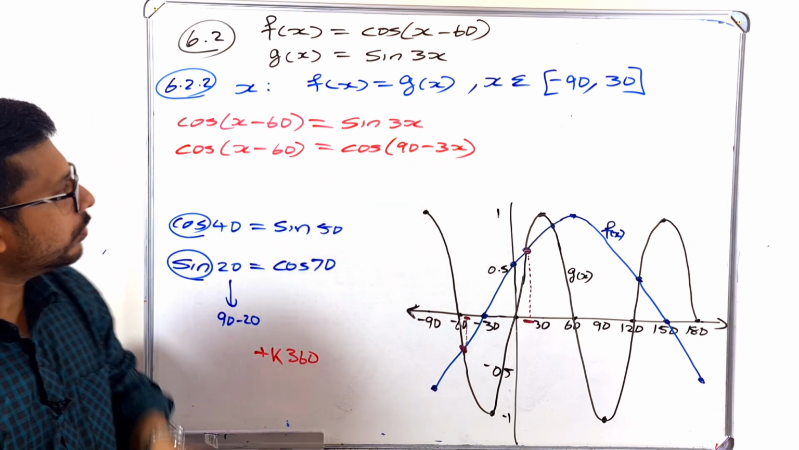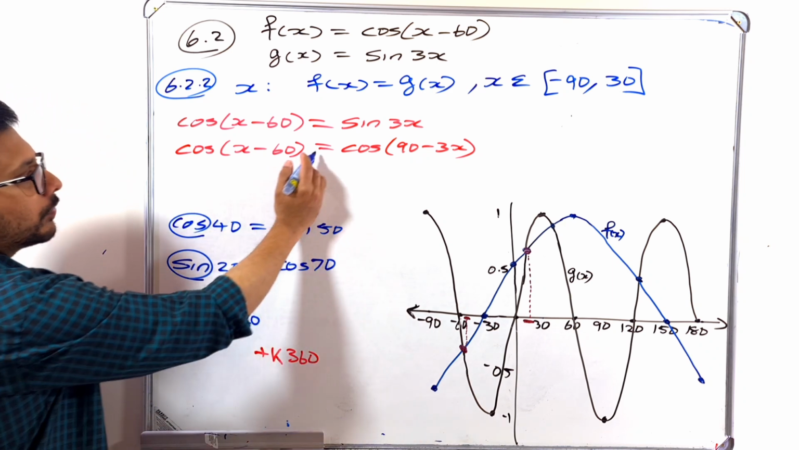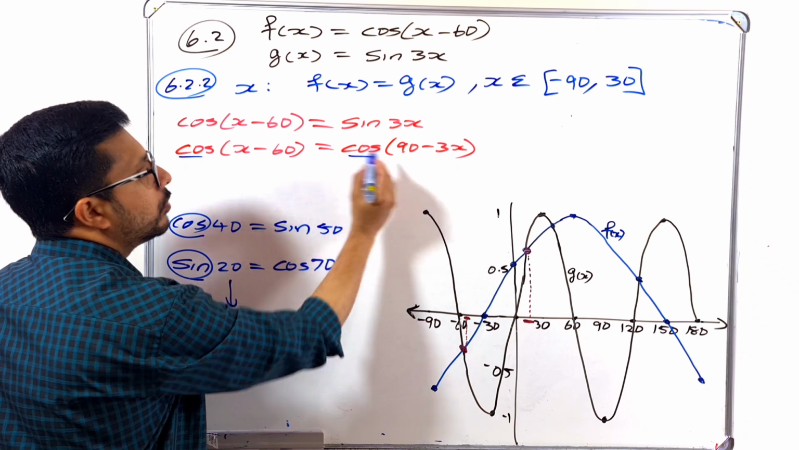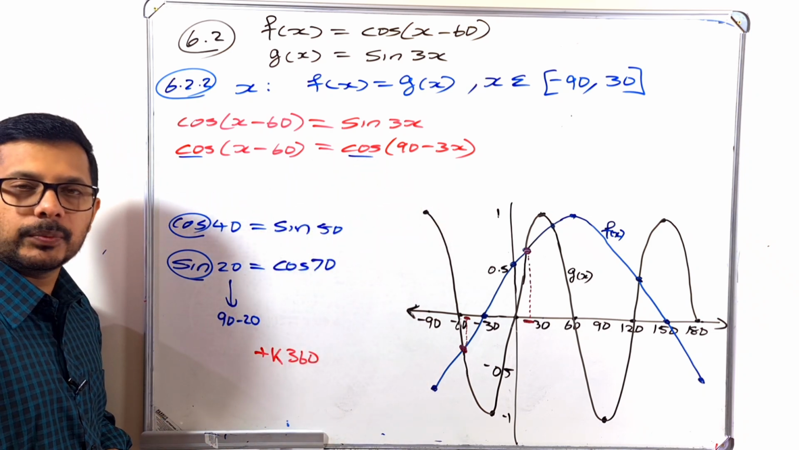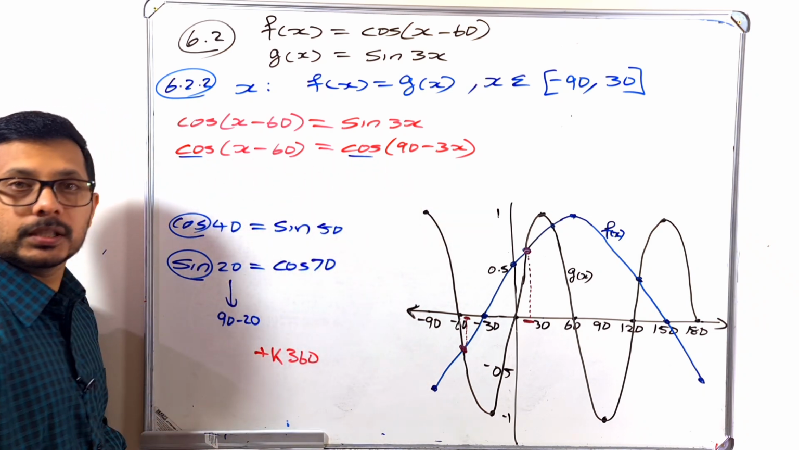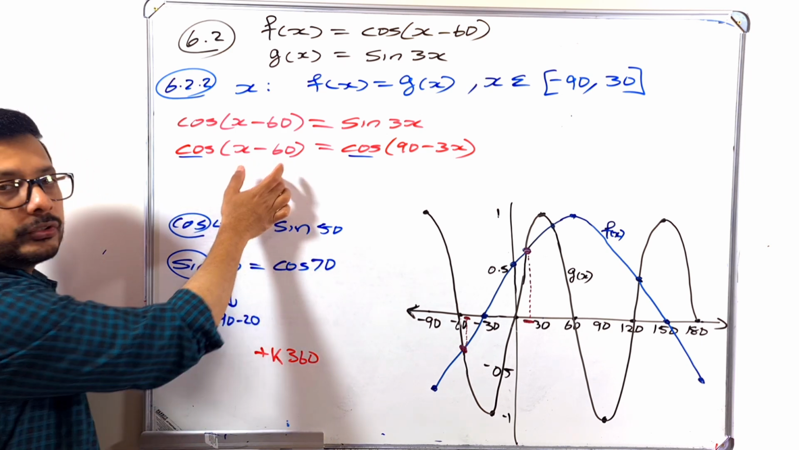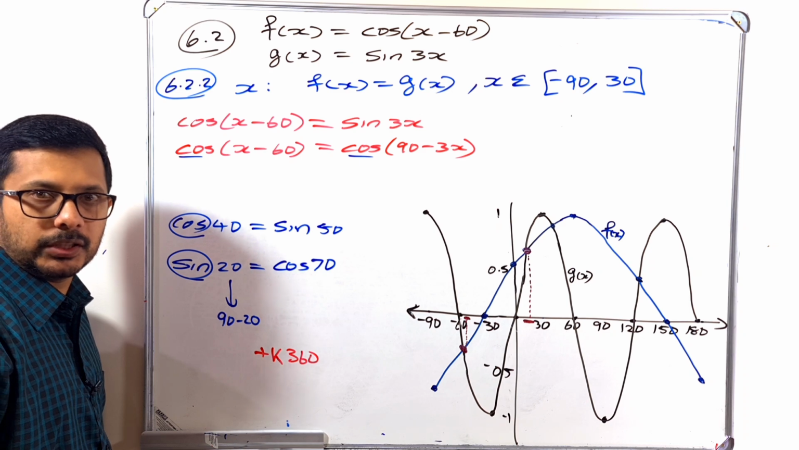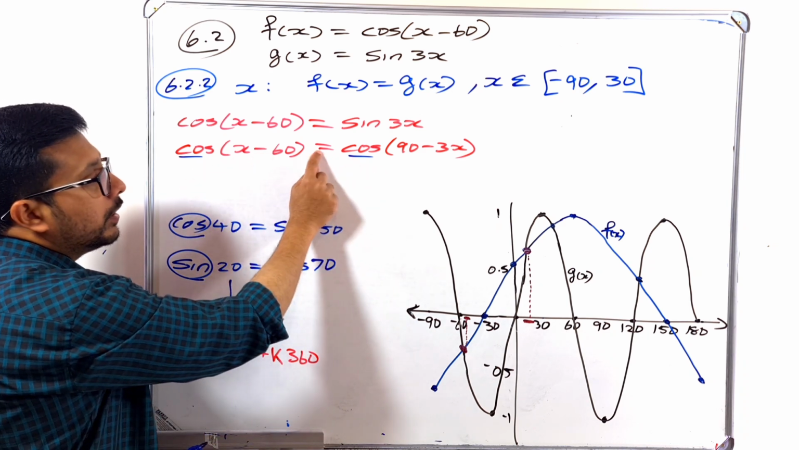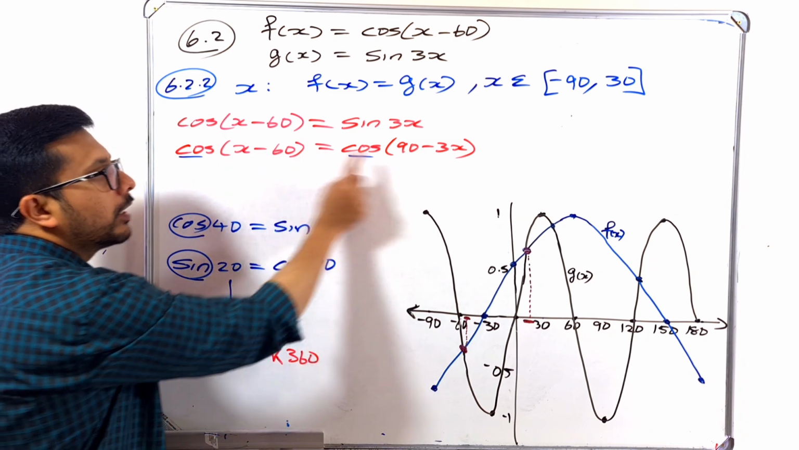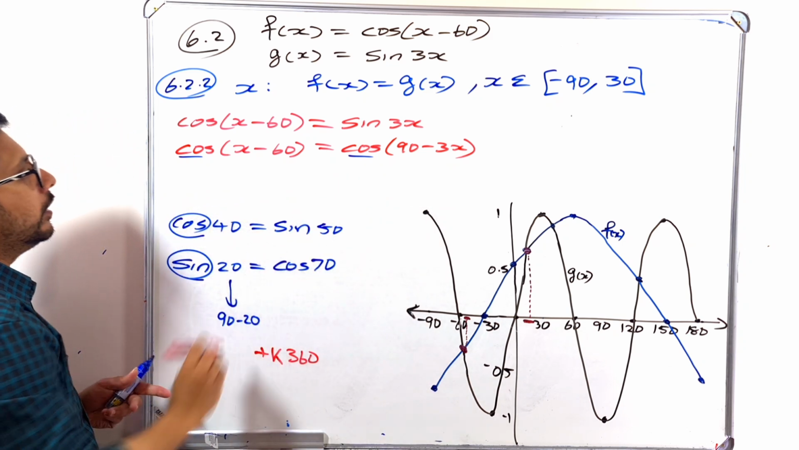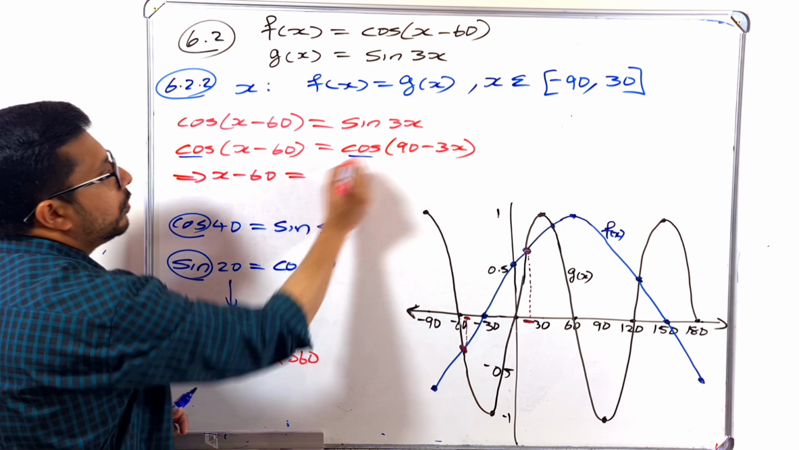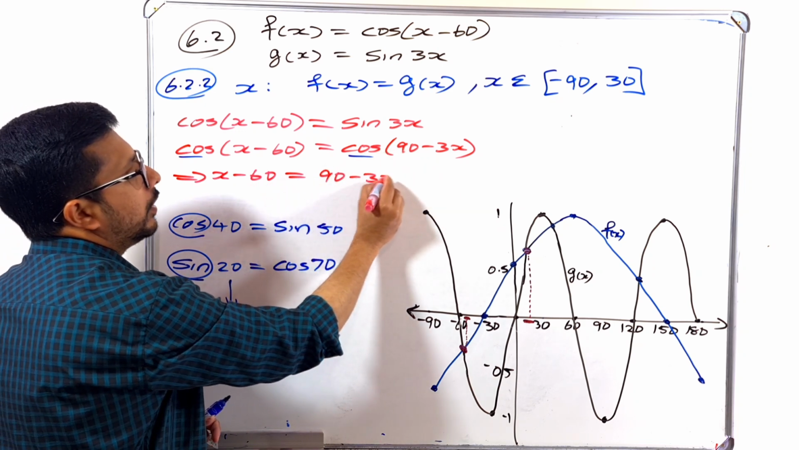Okay, so now look at this one. We are saying that cos of an angle is equal to cos of another angle. So what is the meaning of that? Both the sides the trigonometric ratios are the same. Okay, so what you have to understand is that it means that the angles are also the same. You understand? The trigonometric ratios are the same, and they are saying that these two are equal. So it means that the angles are equal. Okay, so it implies that x minus 60 is equal to 90 minus 3x.